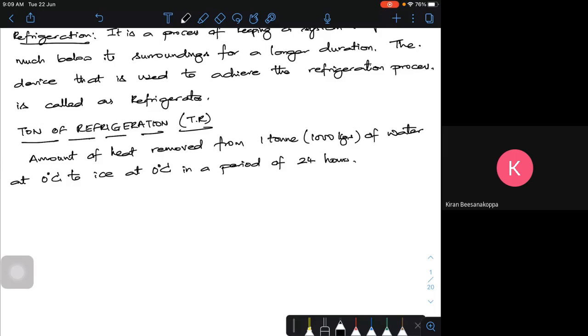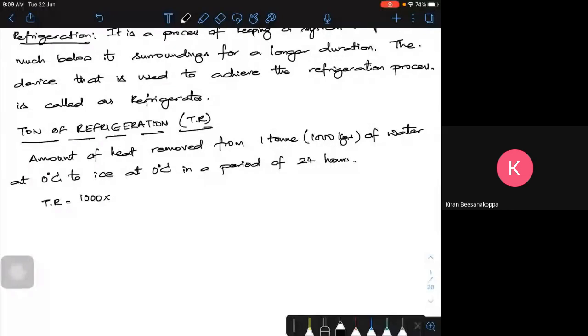So let's try to write it mathematically. That is, 1 ton of refrigeration is equal to, what is the mass? It is 1000 kgs. This is mainly because there is a conversion of water to ice, a phase change. If you go back and look into pure substances, I told you that the conversion of water to vapor is called the latent heat of vaporization. Similarly, we have latent heat of solidification, that is water to solid.